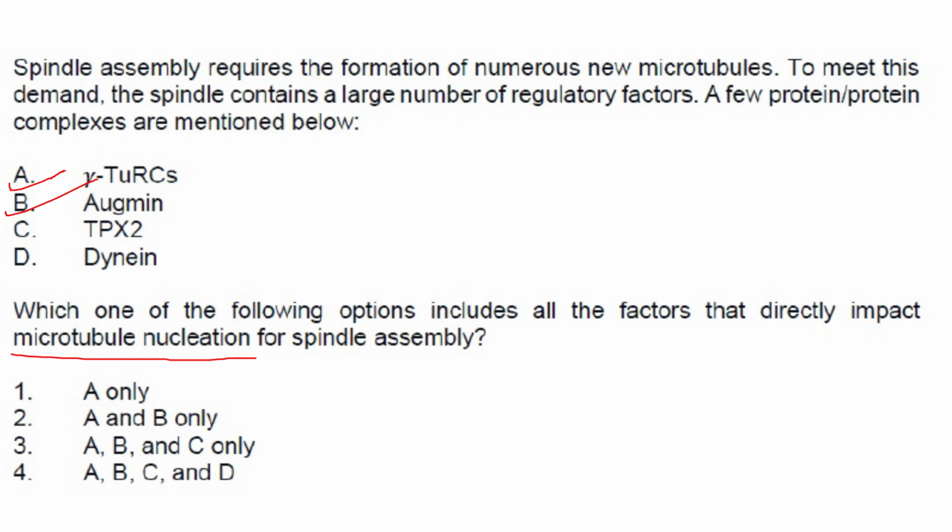Then there is TPX2. TPX2 also promotes nucleation and elongation of microtubules at the kinetochores as well as at the spindle poles. So C is also involved. D is dynein. It is not involved. It is a minus-end directed motor protein, and it is involved in retrograde transport. It is not involved in nucleation of microtubules. So A, B, C is the answer. The answer is option 3.